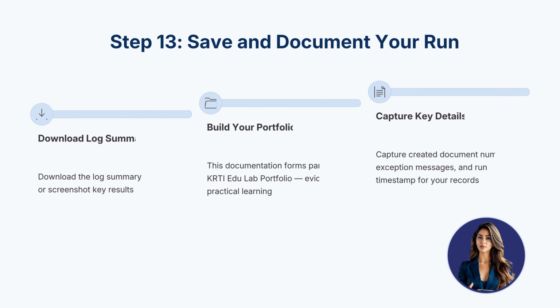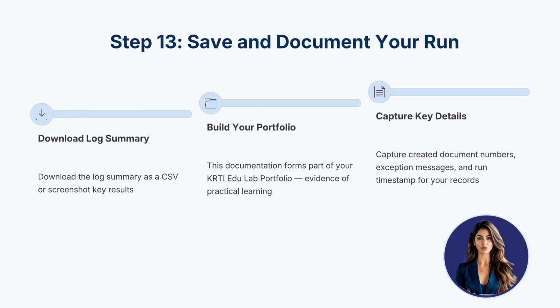Step 13. Save and document your run. Document the run output for your records. Download the log or export to Excel. Capture document numbers for the PR and planned order, along with run timestamps. This documentation forms part of your KRTI EduLab portfolio, proving your hands-on competency for certification readiness.